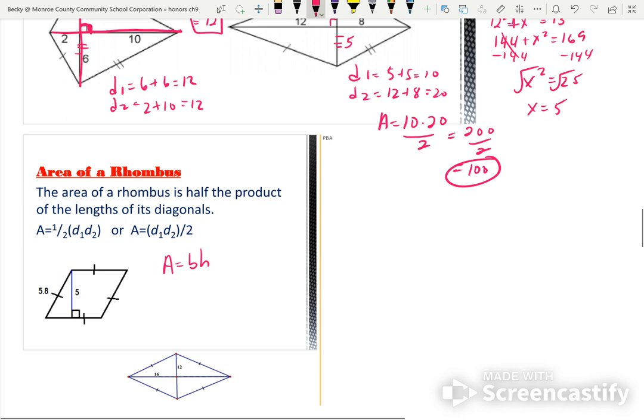So for this first one, since all the sides are equal, we know that's 5.8. We're going to say, okay, it's just 5 times 5.8. So 5 times 5.8, and I just typed that in wrong. 5.8 times 5 is 29.